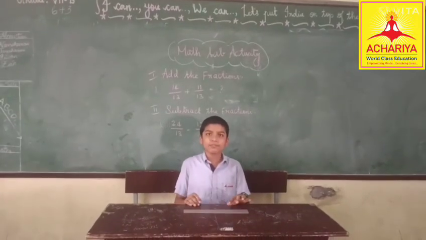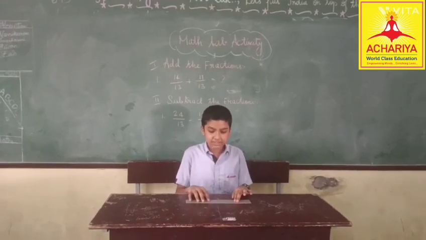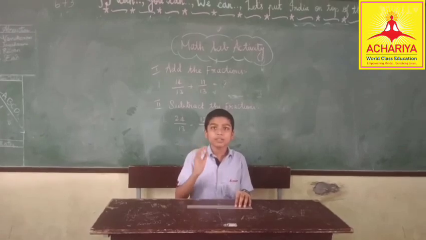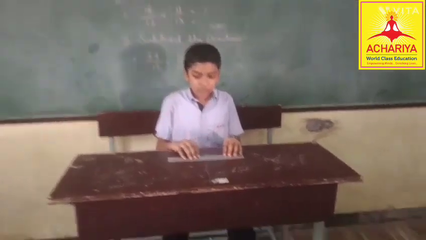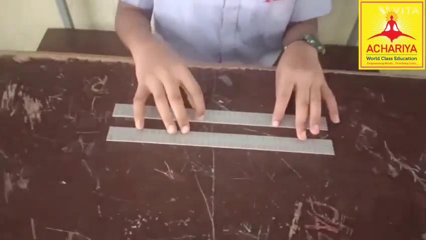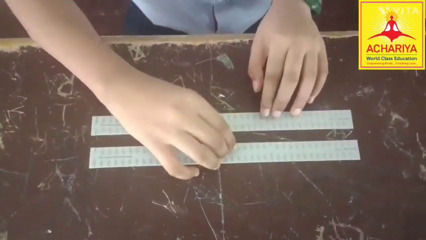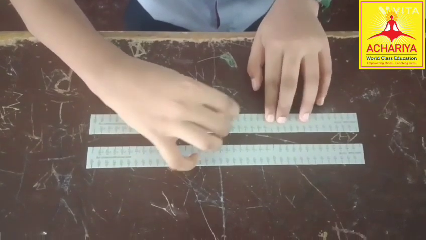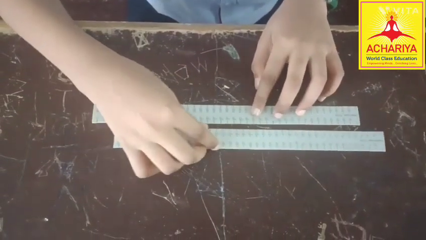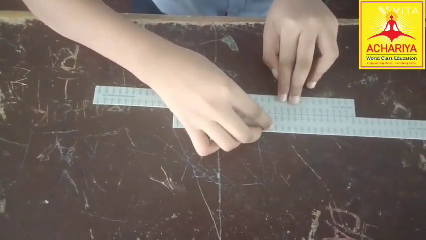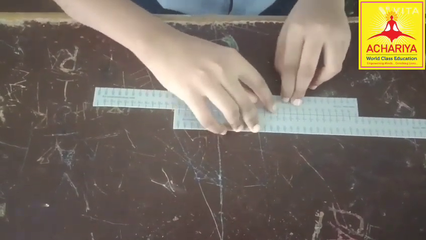So now I am going to subtract the following fractions with the fraction scale. The question is given behind, that is 24 by 13 minus 12 by 13. So I also consider the first scale as 24 by 13 and the down scale as 12 by 13. So I have to bring the 24 by 13 and 12 by 13 in the same line. As you can see, I have brought it.